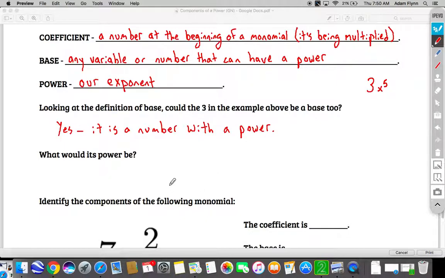And what would its power be? Okay, whenever there appears to be the absence of a power, we say it is to the first power. So it's the same thing as 3 to the first. So the power is 1. Okay, pause the video if you need more time. I'm going to move on.